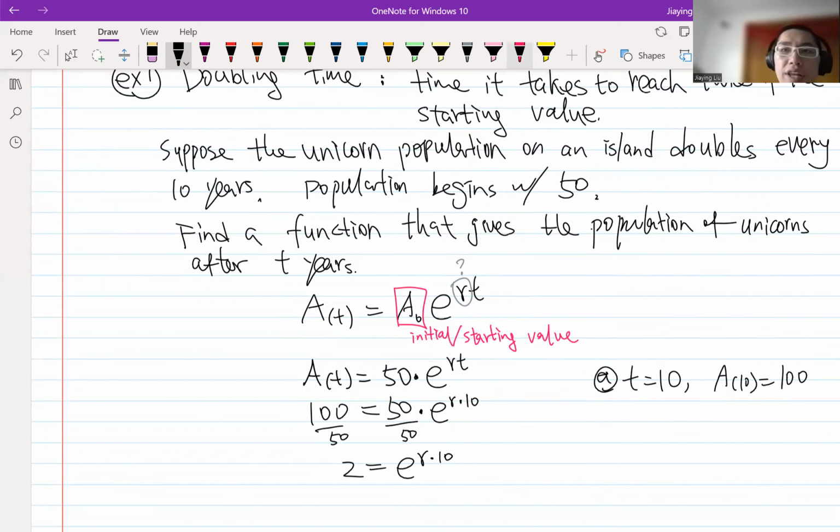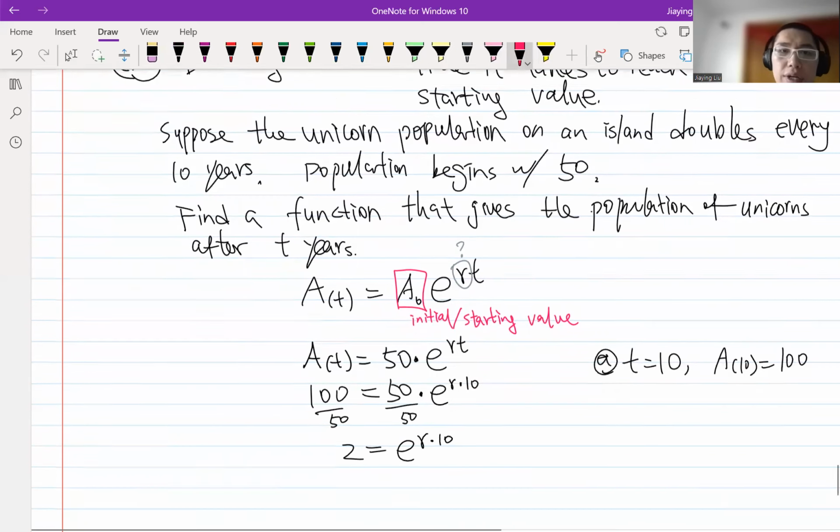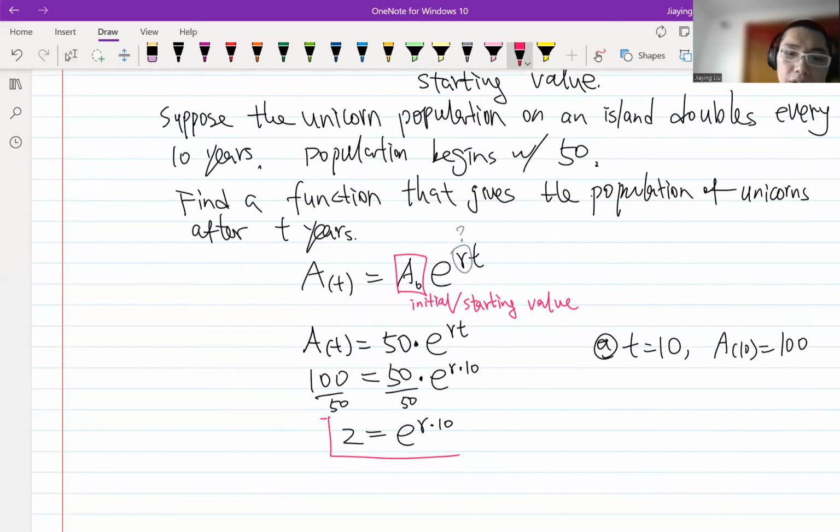Now, I just want to point out that if we have a doubling time problem, we always end up with 2 equals e to the r with a t in the exponent. Whatever the beginning amount is, when we put the twice amount on the left and divide by the initial amount, we always have a 2.